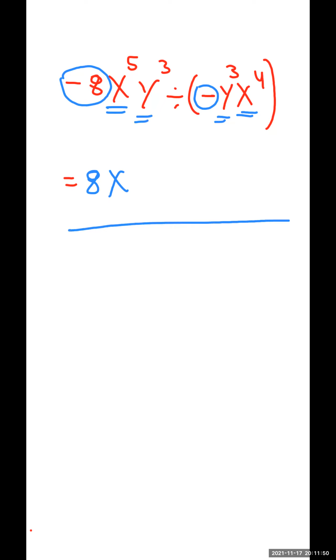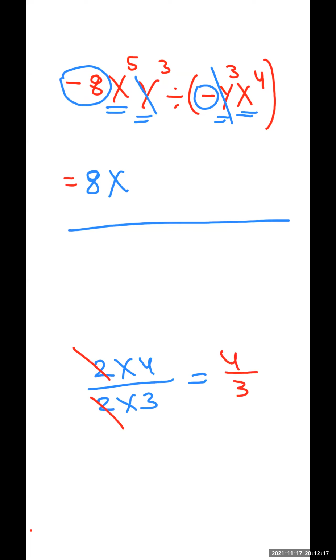Exactly. The y to the power 3 and the negative y to the power 3 are similar, so in the division they cancel. It's like you terminate the two terms, simplify, remove this one and this one because they are exactly the same. Like if you divide 2 times 4 over 2 times 3, you can terminate 2 and 2, so it will equal directly 4 over 3, right?